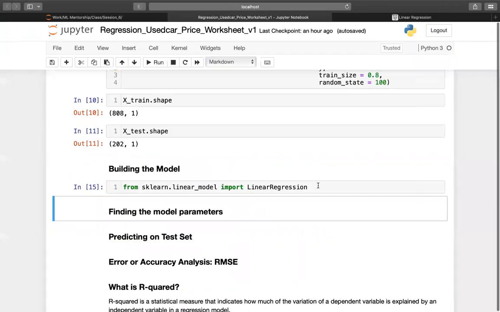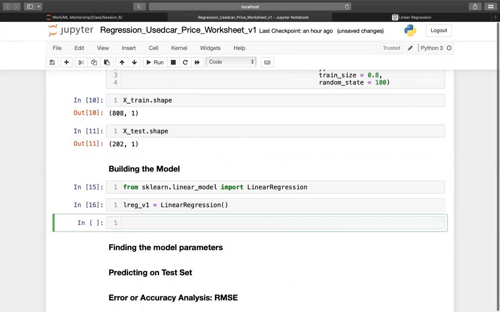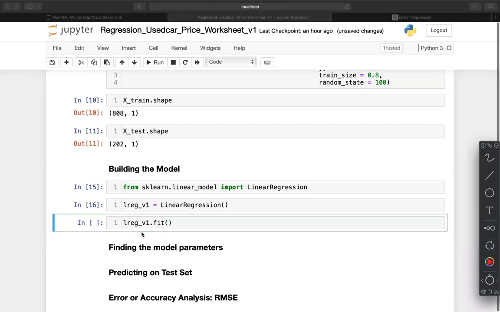So if you come back here in the linear regression, the first thing that we do is initialize the regression model, the linear regression model, right? And then LREG v1 dot. So all models have a function called fit.